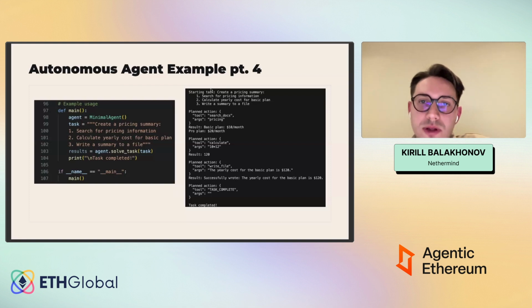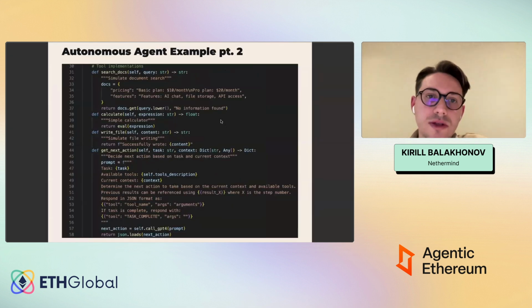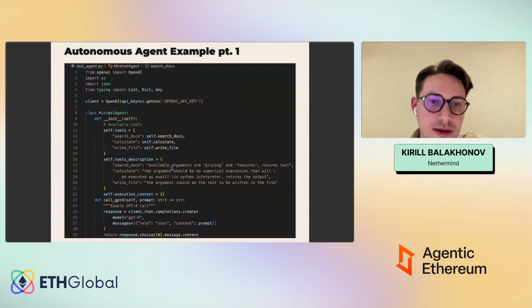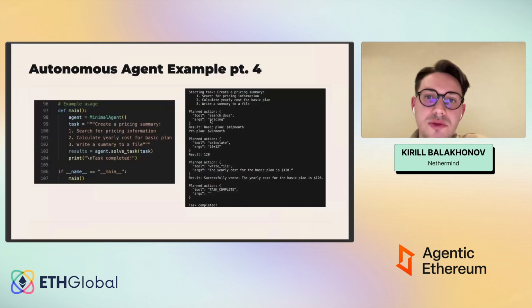So it prints what it's doing. And then it says planned action tool search docs. So it decided to choose this tool, which is called search docs. And it decided to put here pricing because it looked at how it is defined, that it knows that it has to put pricing or features as an input. So it actually decided to put pricing as an argument.